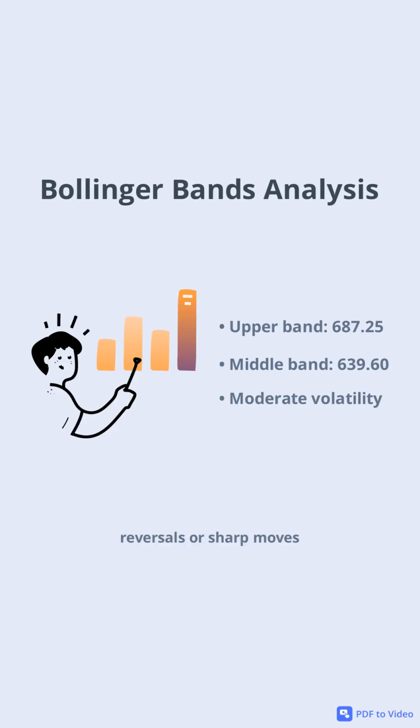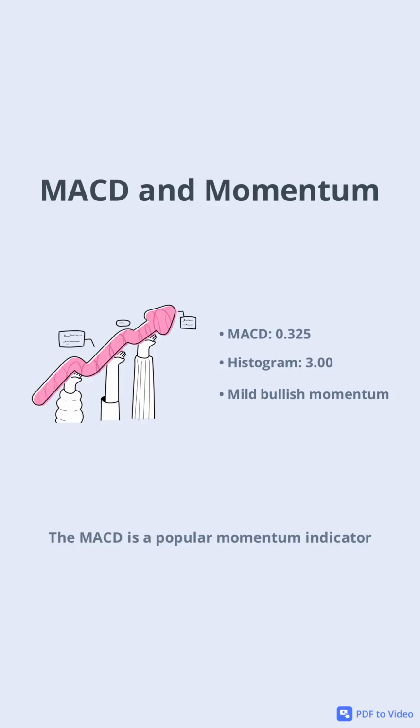The MACD is a popular momentum indicator. Meta's MACD value is 0.325, with a signal line at -2.67 and a histogram at 3. The positive histogram suggests bullish momentum, though the MACD line itself is close to 0, indicating a lack of strong trend. MACD momentum is 0.809, reinforcing the idea of mild upward pressure. Momentum indicators help traders gauge the strength and sustainability of price moves.